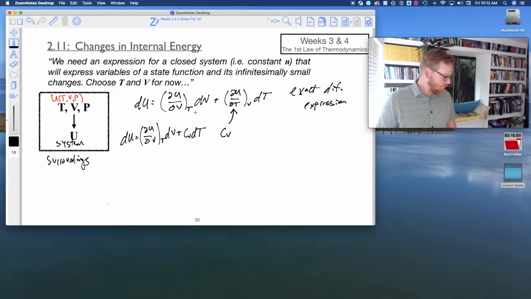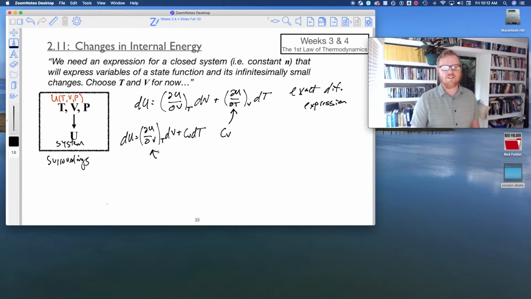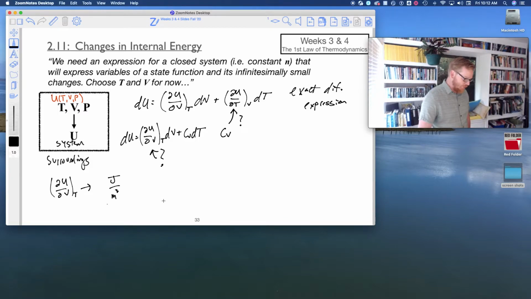So that's pretty cool. Okay, so now what about this derivative? What does this mean? I'll put a question mark next to this one as well. So let's do a unit analysis and find out. The partial of U with respect to V, all at constant T. We know that U has units of joules, and I'm going to use the SI unit of volume, that's cubic meters.